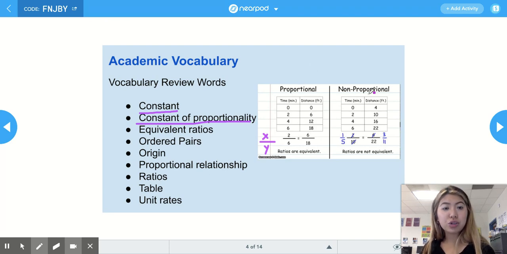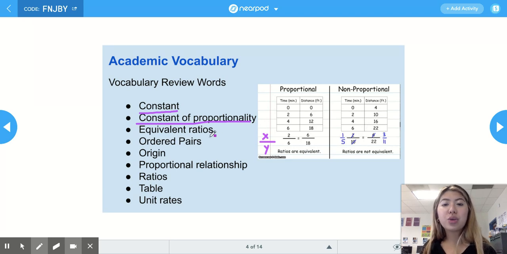For non-proportional tables, if we try to do the same thing, we have our x value on top, our y value on bottom, and then we simplify those fractions. So 2 comma 10 becomes 2 over 10, and 6 comma 22 becomes 6 over 22. If we simplify 2/10, we get 1/5, and if we simplify 6 over 22, we get 3/11. So the ratios are not equivalent, and that's why this table represents a non-proportional relationship.